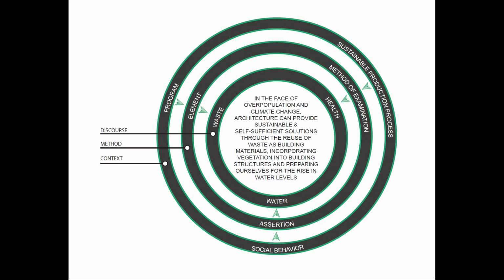The diagram you see here represents the 3 assignment categories shown as rings and the various topics that exist within them. As you can see, there is a connection that can be made between each layer that will contribute to the thesis.